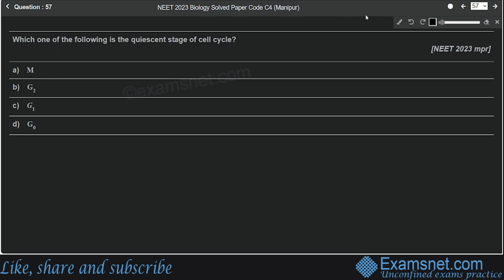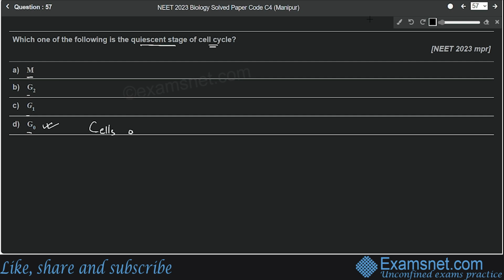Question number 57 is from the chapter Cell Cycle and Cell Division. And the question is, which one of the following is the quiescent stage of the cell cycle? Options are M, G2, G1 and G0. So this is also very simple. We know that G0 phase is known as the quiescent stage of the cell cycle. Why? Because in this stage, cells are neither dividing nor preparing to divide. Okay. Instead, they are in a state of dormancy.